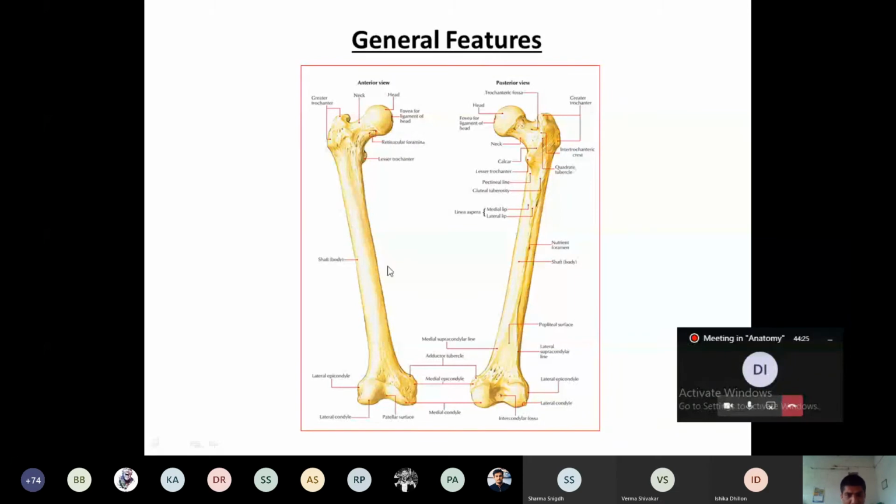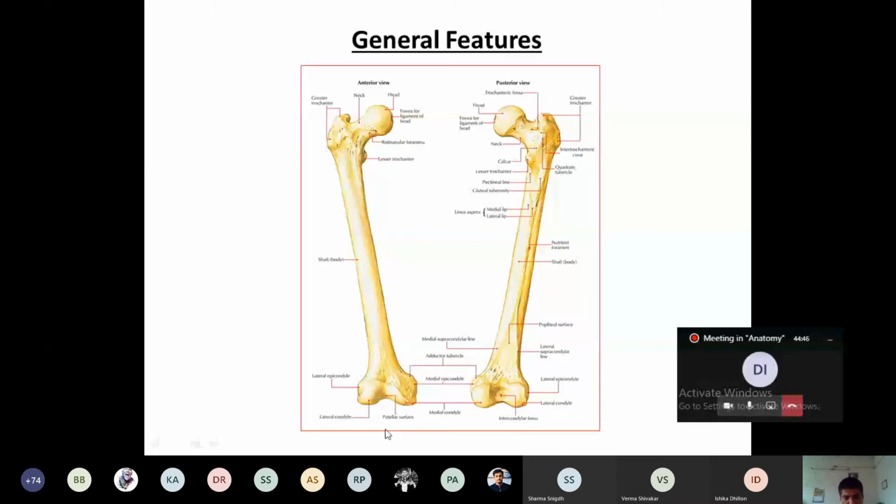Okay, and if you count the borders and the surfaces in the shaft, you find three borders and three surfaces. The three surfaces are the anterior surface, medial surface, and lateral surface. The three borders are similarly the medial border, lateral border, and the posterior border. The posterior border is also known as the linea aspera.